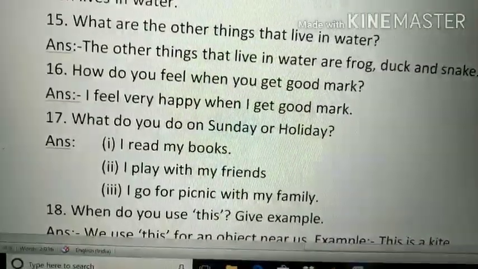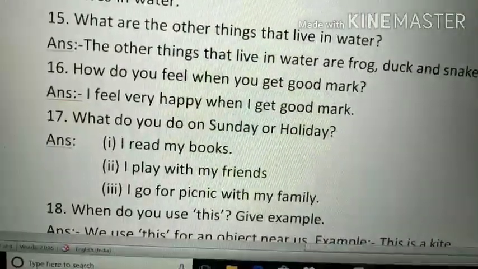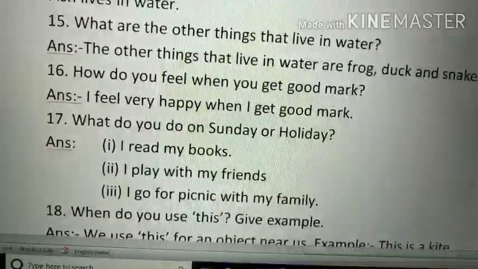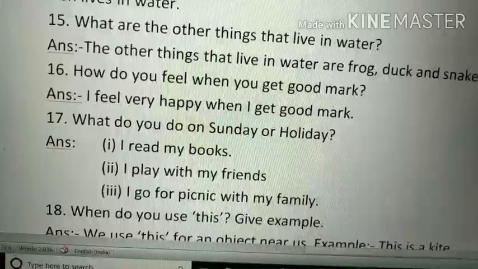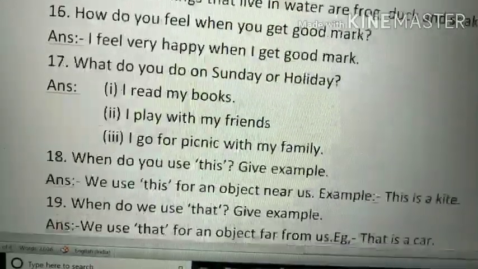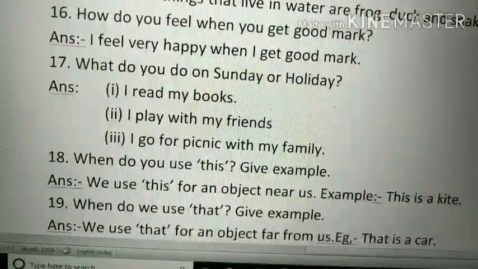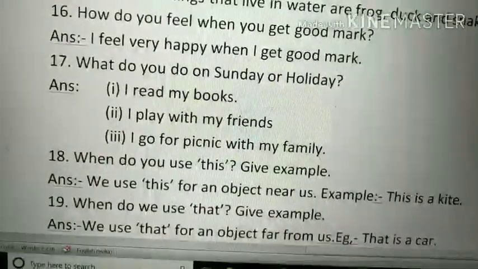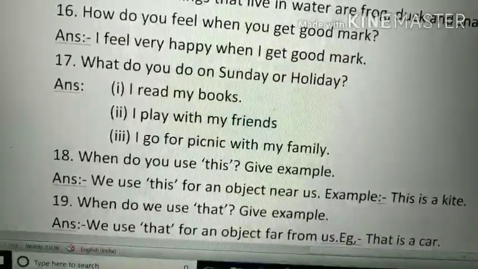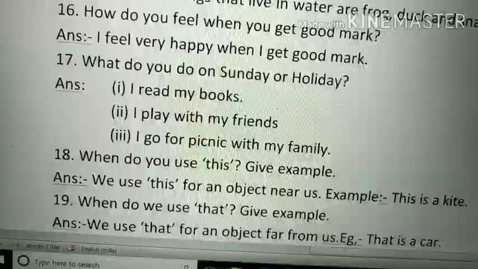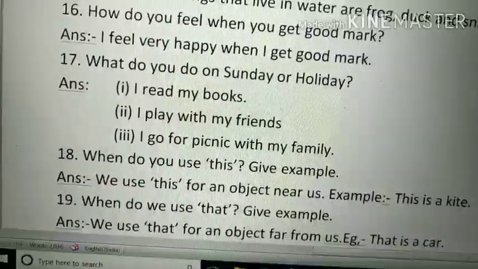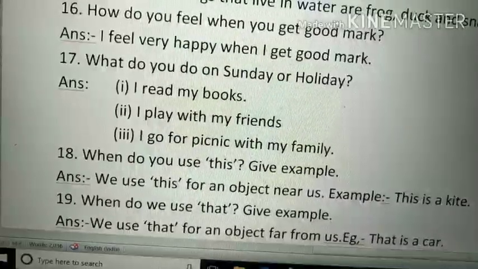What do you feel when you get good marks? I feel very happy when I get good marks. What do you do on Sundays or holidays? I read my books. I play with my friends. I go for a picnic with my family.